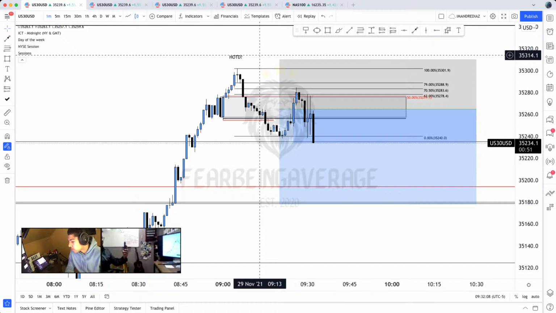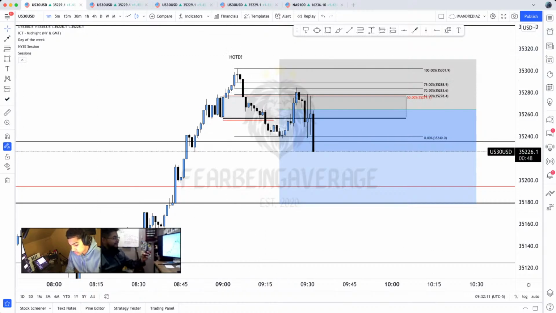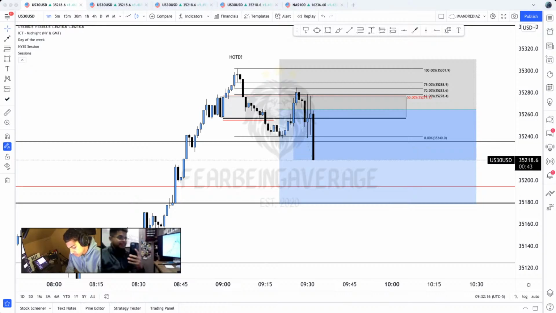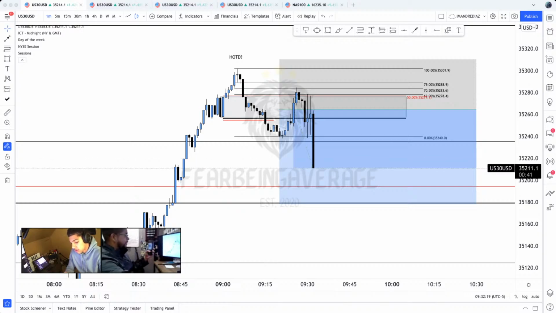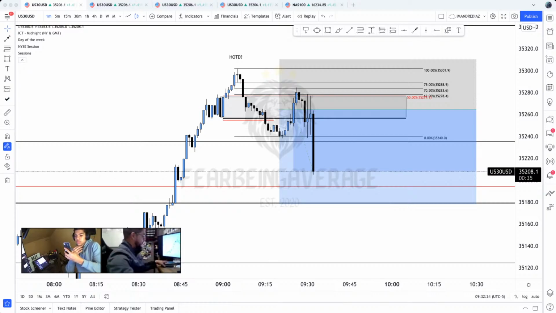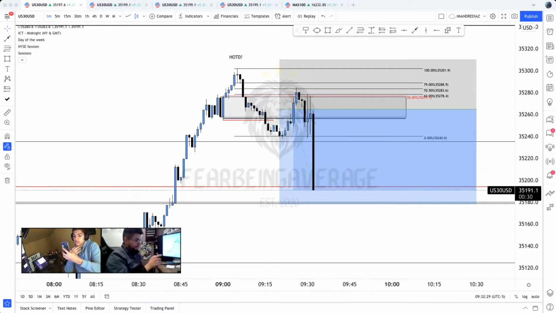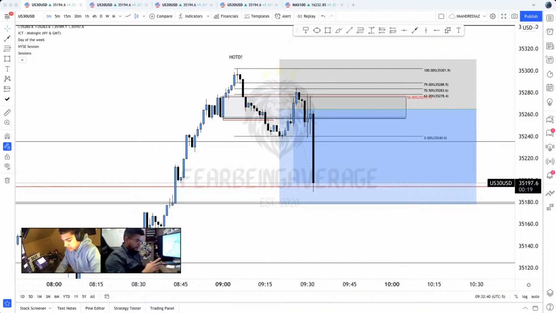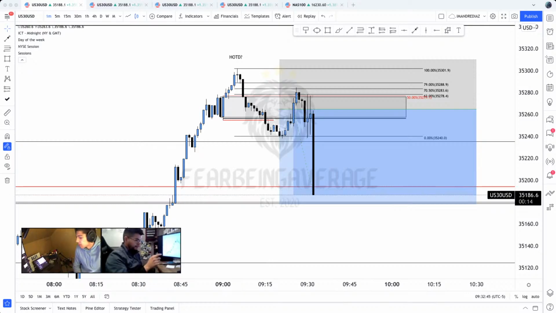There we go. TP1's about to get hit. TP1. Oh yeah, stop playing. Nah, I only broke even. I'm still in. TP2's about to get hit. Oh yeah, TP2 just got hit, plus 90 pips.